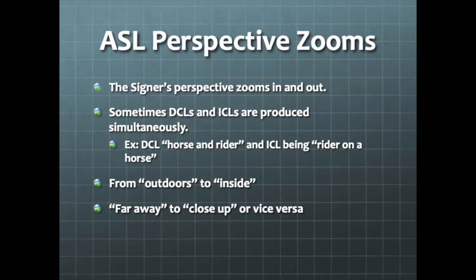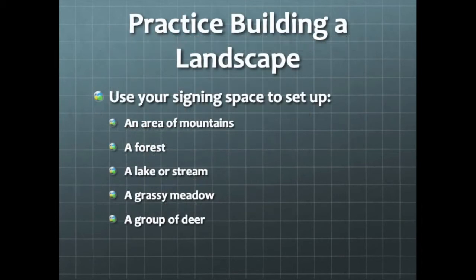Advanced signers have the ability to use DCLs and ICLs simultaneously or interchangeably to show several aspects of a person or event. For example, the signer may describe a house, then go inside and proceed to describe the interior of the home. They expect you to grasp the change in concept. Take special note of signs that indicate a shift in context, whether it be from outdoors to indoors, or far away to very close. Now for some practice.